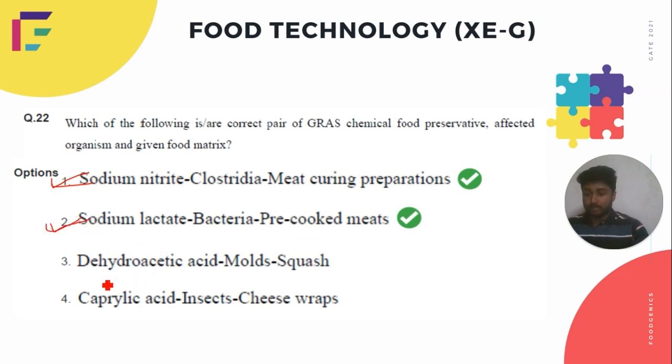Now this third one, that is dehydroacetic acid, is used in squash, but to prevent insects, not molds. So this is a wrong option. Then the last one, caprylic acid, is used in cheese wrap but to prevent molds, not insects.